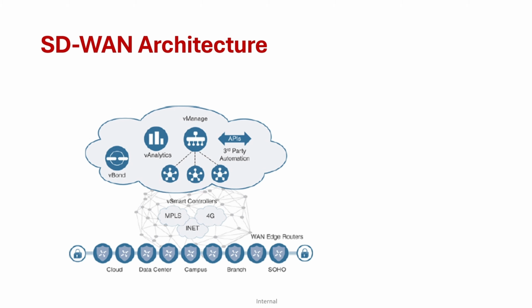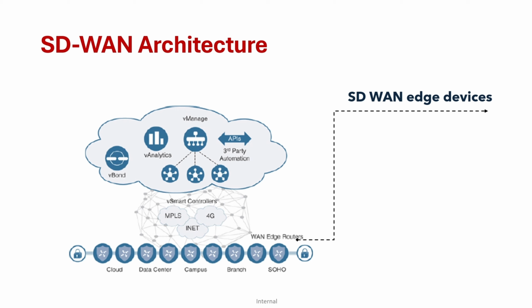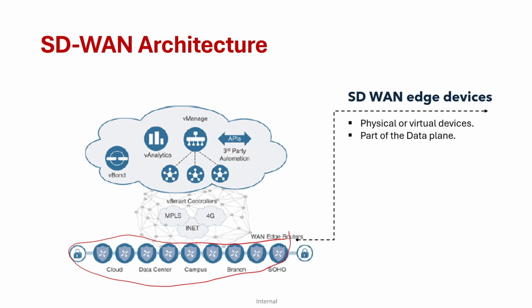Another component is the SD-WAN edge device or WAN edge routers. SD-WAN edge devices are physical or virtual devices that forward traffic across these WAN circuits. These devices represent the data plane of the SD-WAN system. They sit at the WAN edge, establish the network fabric and join the SD-WAN overlay. Like you can see here, they are sitting at the edge of the network. They connect branch locations, campuses, data centers, as I have shown here, or cloud providers.